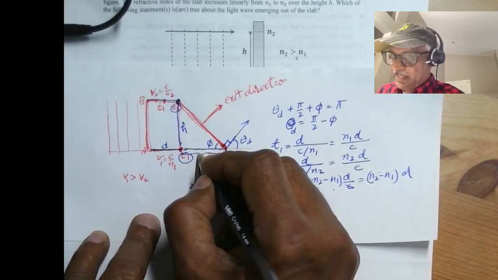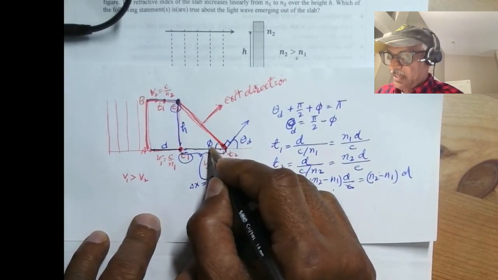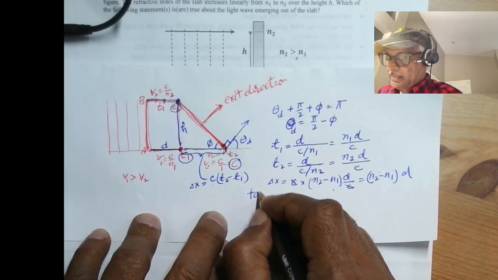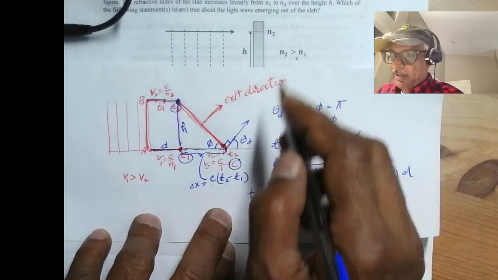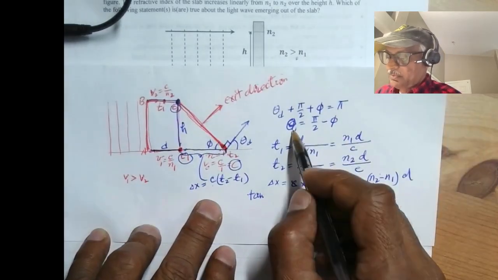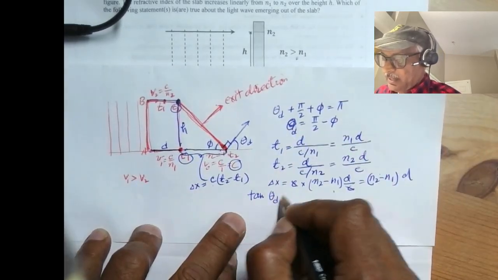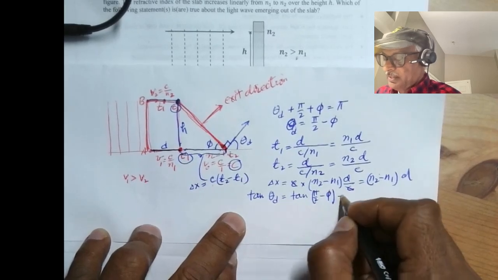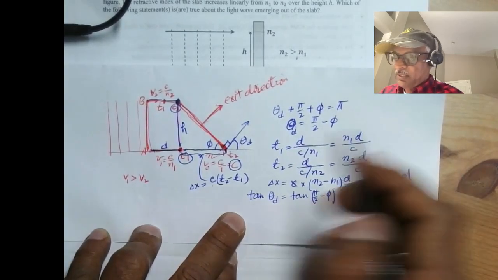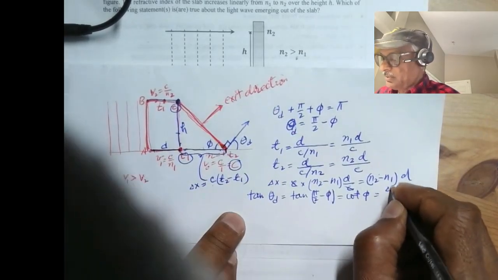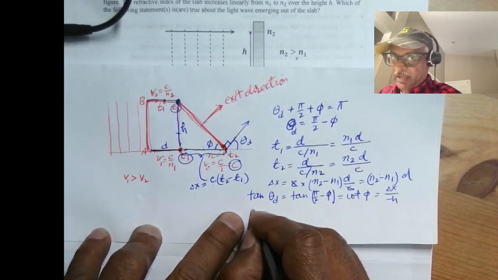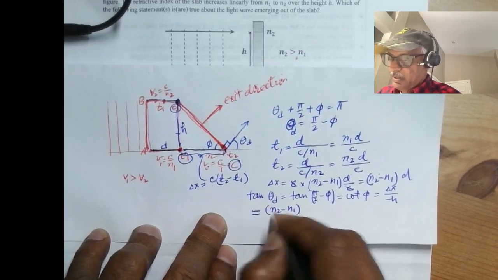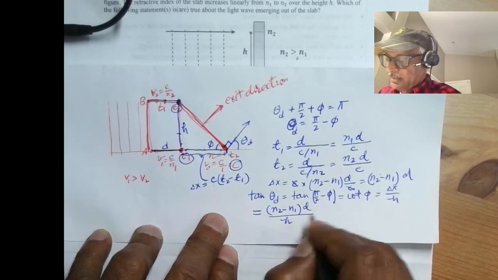So I got this delta x and h. The answers are given in tangent. So tangent of theta d is tangent of pi over 2 minus phi, which is cotangent of phi. Cotangent will be this over that, delta x over h, and that just turns out to be (n2 minus n1) d over h.